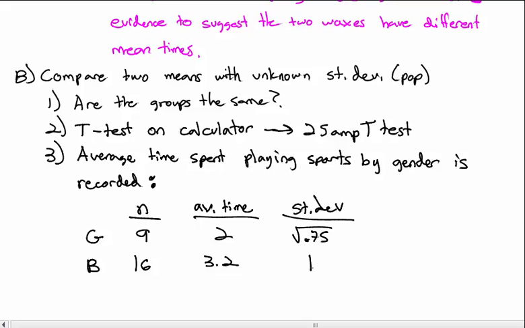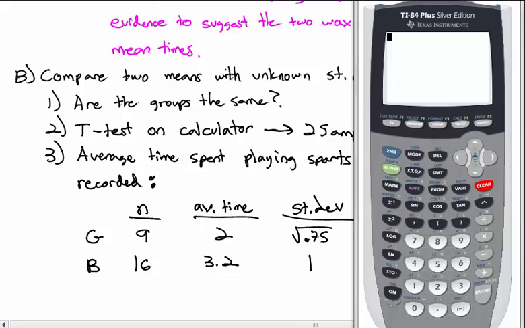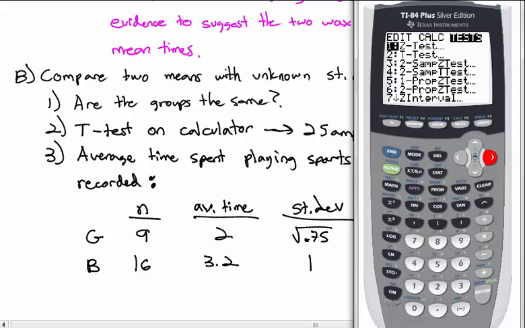Because we do not know the standard deviation of the entire population, we have to use a t-test, and for that we're going to go to our calculators. On the calculator, the way we get to our test, again, you're going to hit the Stat button and scroll over to Test, just like we did before. The second option is a regular t-test, but the fourth option is a two-sample t-test, like we are working with in this problem.